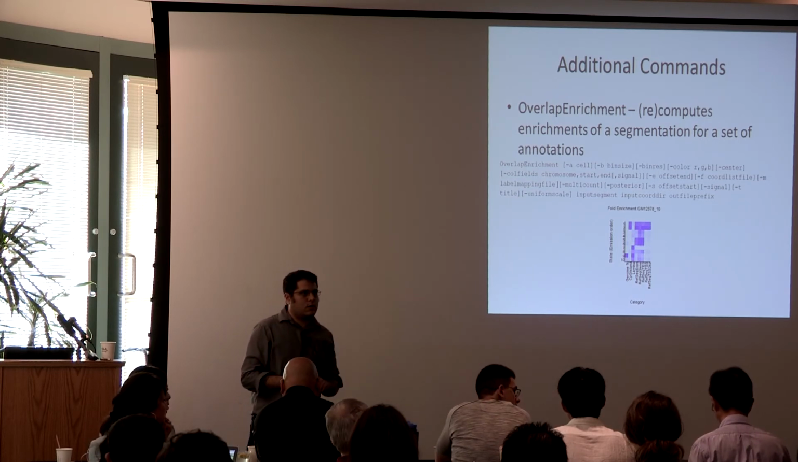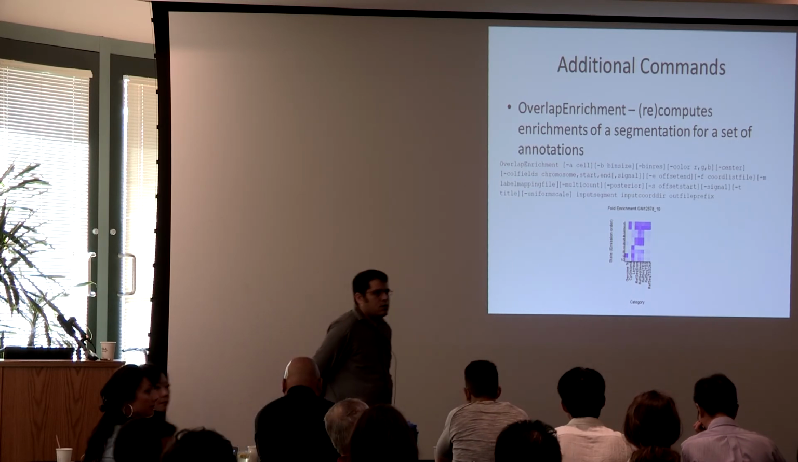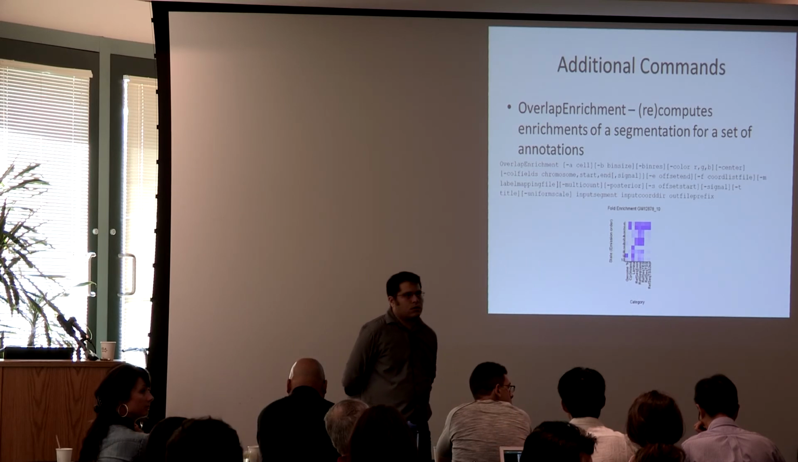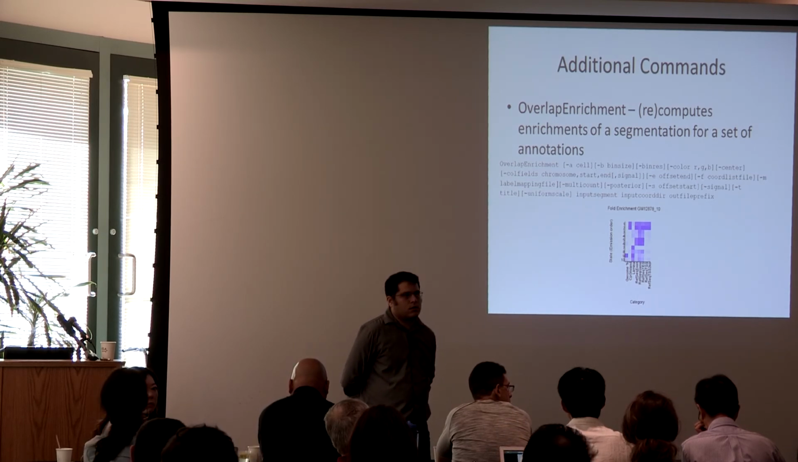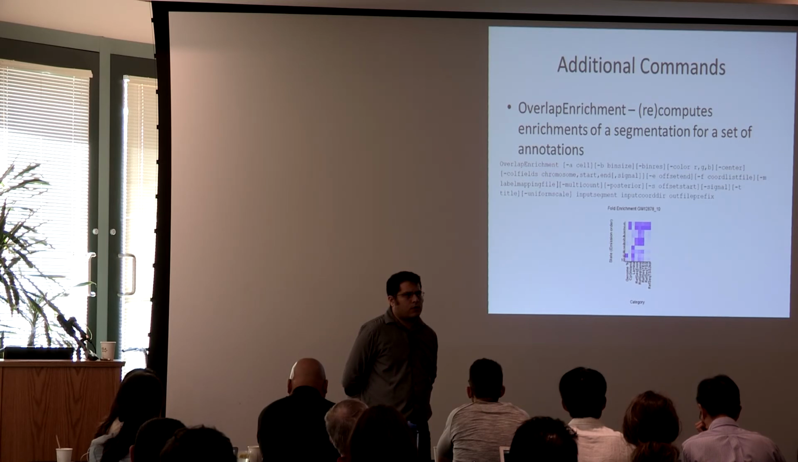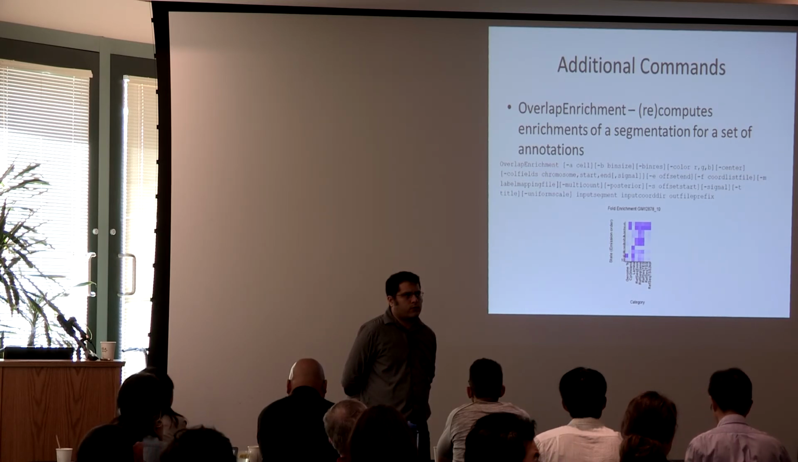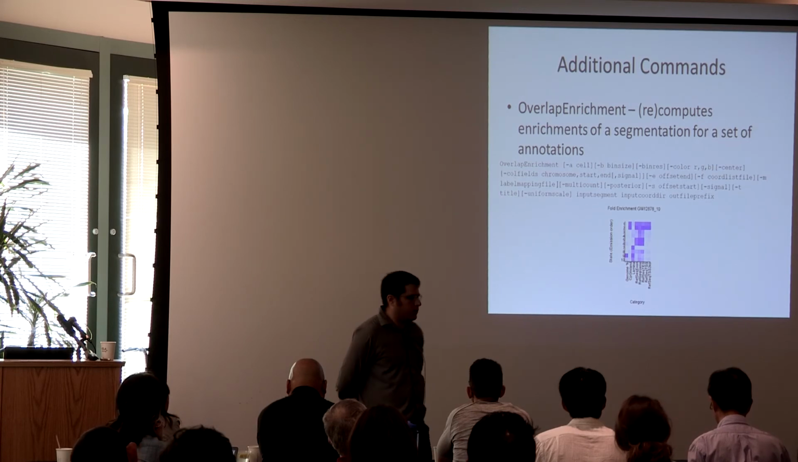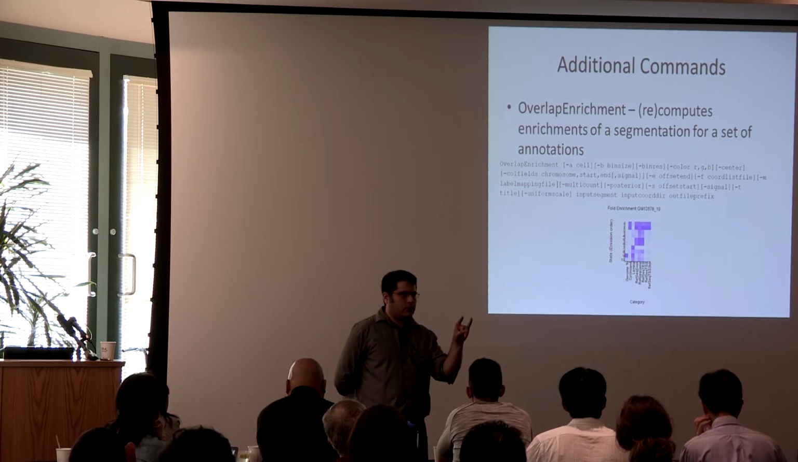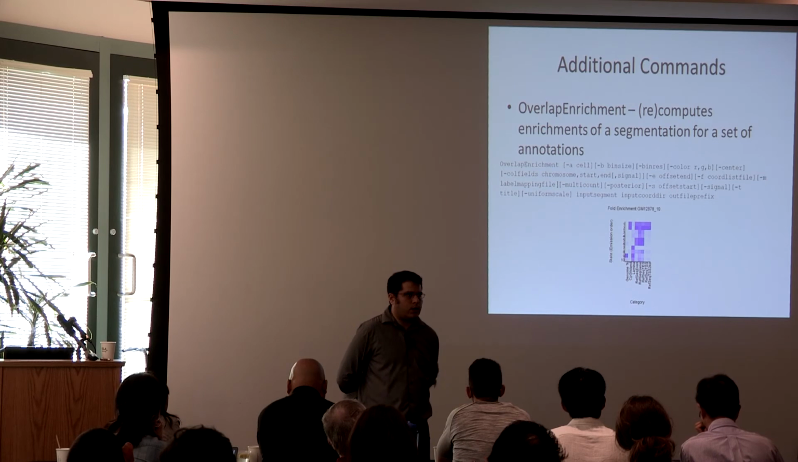Yeah. How sensitive is the enrichment to the window selection? The 200 base pair window? I don't think it's that sensitive. With the enrichments, there's also an option to do it at the base level, or you can do it at the bin level, but they tend to give similar results.